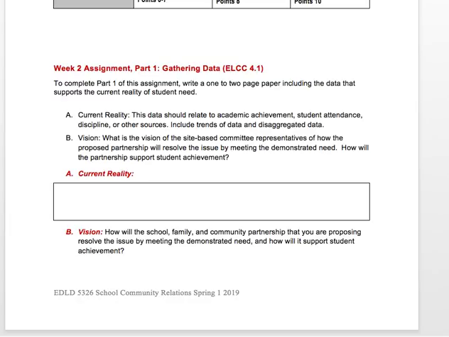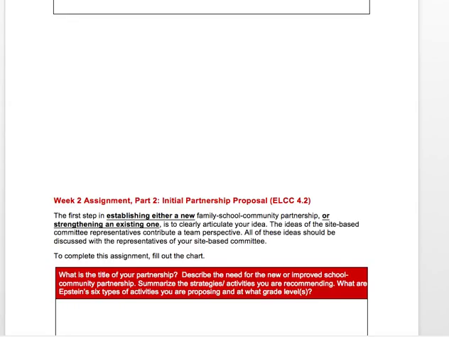You're going to be talking about how we resolve the needs that we have demonstrated are in our school, and how that leadership is going to support student achievement, which is the most important thing there is.